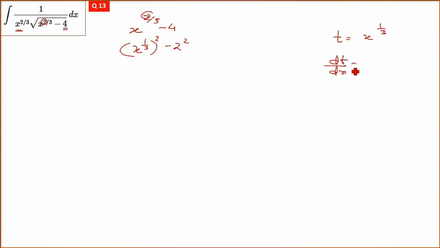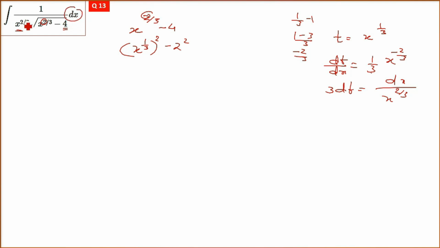When we differentiate this, dt by dx will be 1 by 3 x to the power 1 by 3 minus 1, and this will be negative 2 by 3. 1 minus 3 by 3 will be negative 2 by 3. This negative means it will come in the denominator, so it will go along with dt. Since we have this 3 dt, dx is in the numerator and x to the negative 2 by 3 will be in the denominator. So this whole dx divided by x to the power 2 by 3 is what we got when we take t equals x raised to 1 by 3. So 3 dt we got.